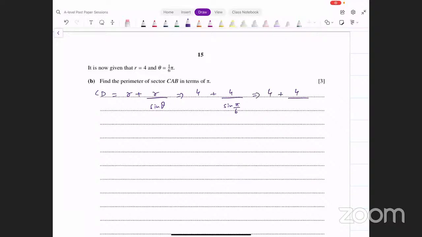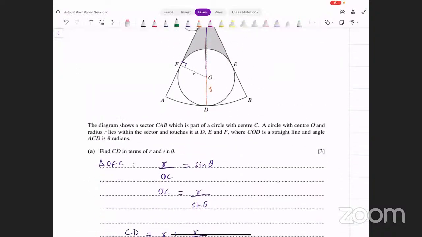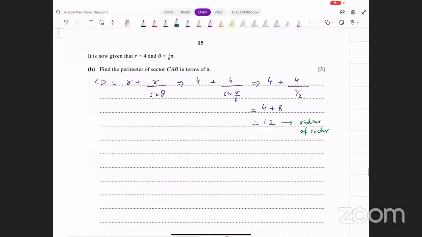4 plus 4 over sine pi over 6. Sine pi over 6 क्या होता है? It's 1 over 2. It's going to give us 4 plus 4 into 2, that's 8, and that's going to be 12. Radius आपके पास आ गया बड़े सर्कल का. In fact, sector का. This is the radius of sector, that is 12. Radius आ गया. Now we need the arc length. AB arc length. वो निकाल लेते हैं.